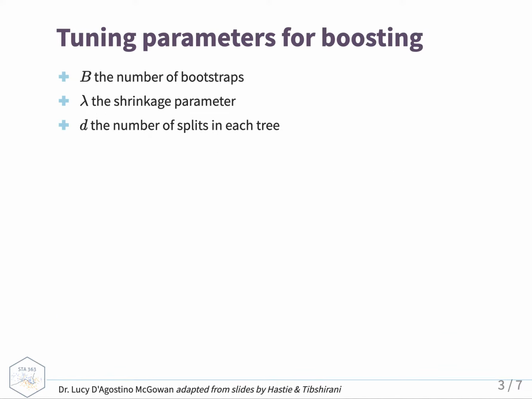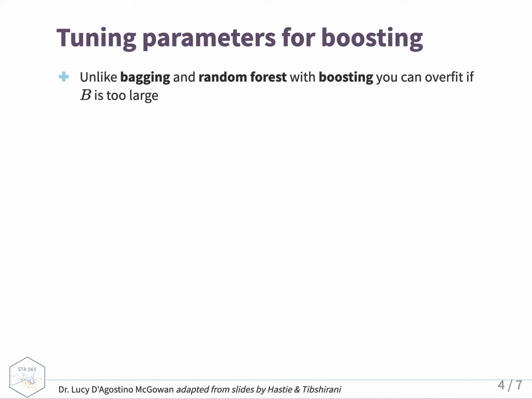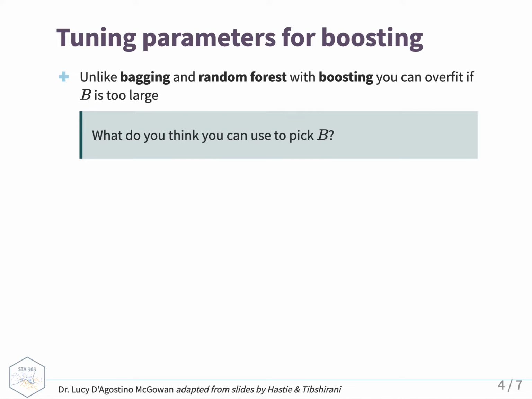Now for boosting, we have B, the number of bootstraps, and then we have two additional parameters, lambda, the shrinkage parameter, and D, the number of splits for each tree. Unlike bagging and random forest, with boosting, you actually can overfit if your B is too large, so it's good to keep that in mind.